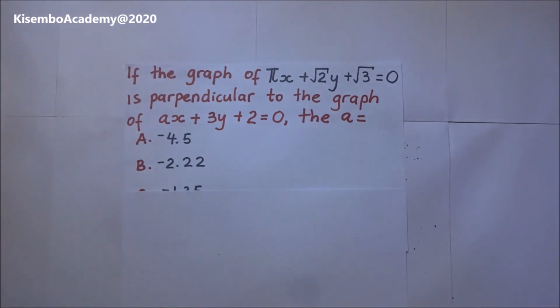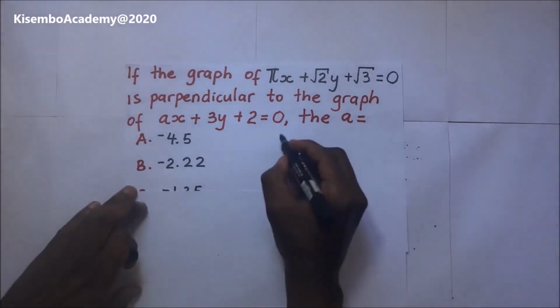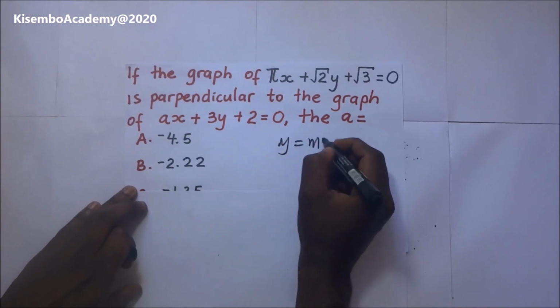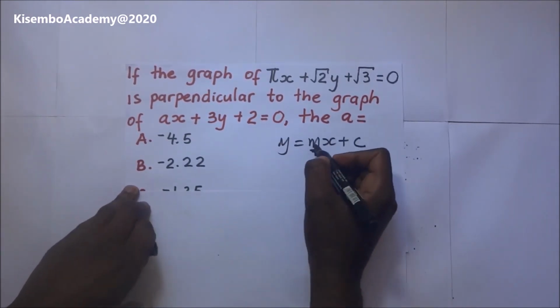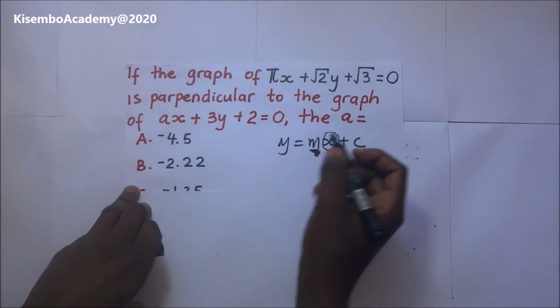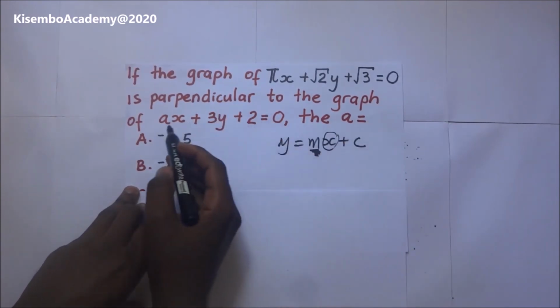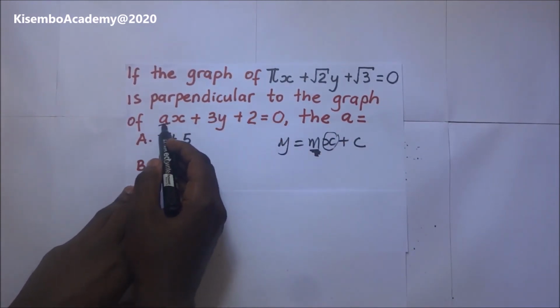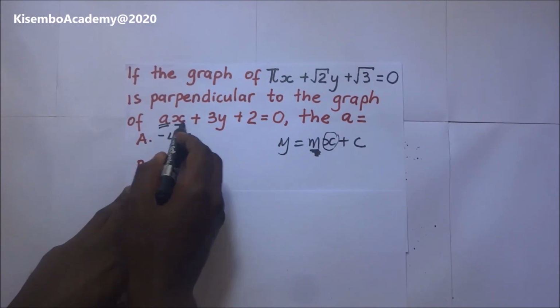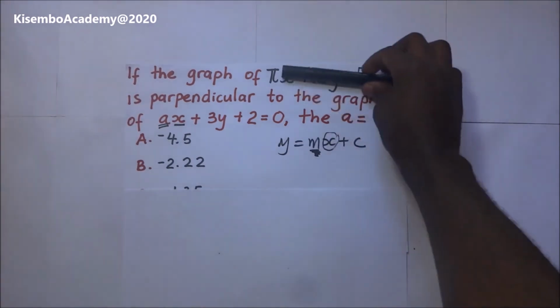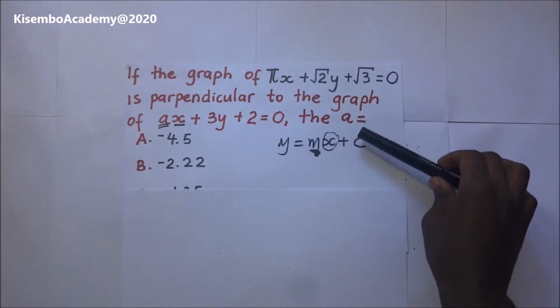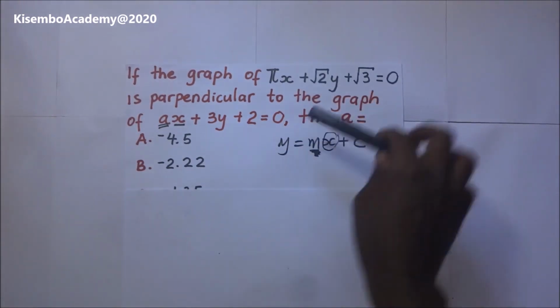Let me write it here. y is equal to mx plus c. The value of m is the gradient and it is the coefficient of x. And when you look at this equation, they are asking us to find the value of a, which is a coefficient of x. So it means that we are going to make this equation look like this one, so that we know the value of m in this equation.